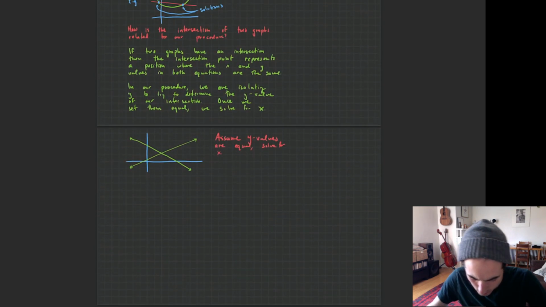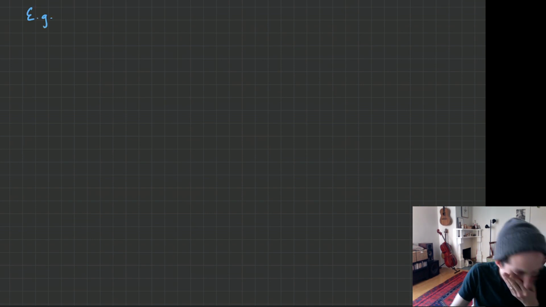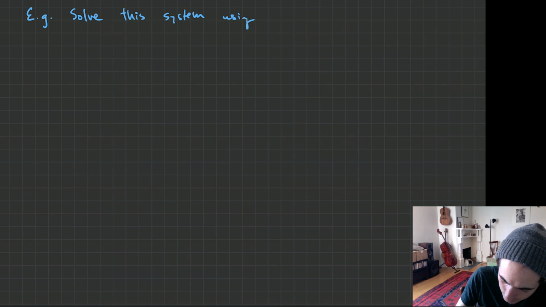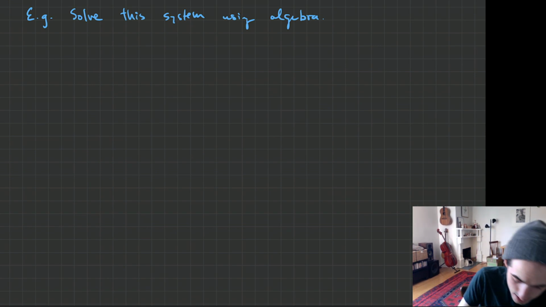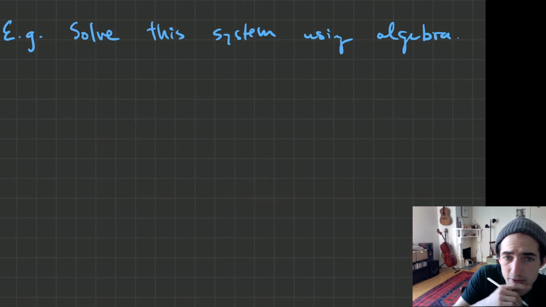So we're going to solve this equation using algebra. Okay. So this is our first big example. So, example: solve this system using algebra. Okay, I'm going to solve the system using algebra. So I have this guy right here. Let me zoom in just a wee bit. That's better. Okay, so I've got this guy.